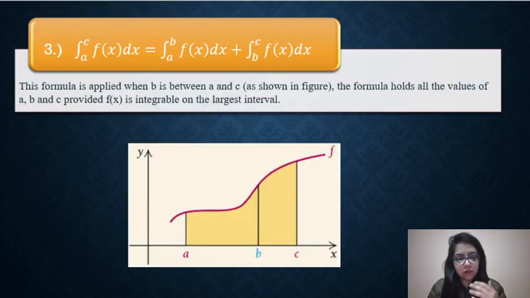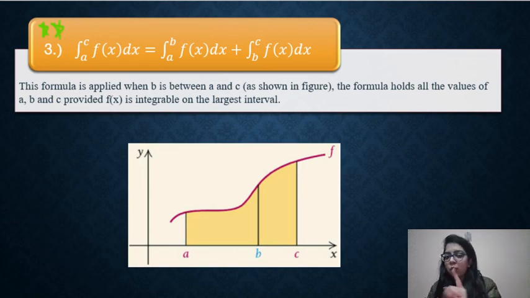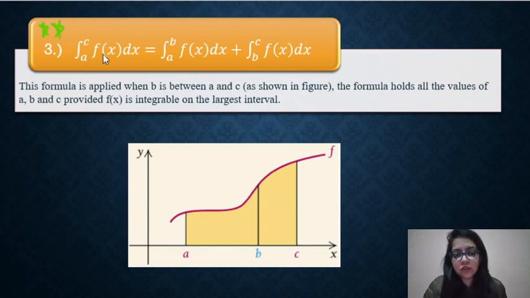So let's proceed further. Now what is this saying? Let's read it. What is property third? A very important property. I think on the basis of this property you will surely get one question in your boards exam. Okay, so that is the integration of a to c f(x) dx is equal to the integration of a to b f(x) dx plus the integration of b to c f(x) dx.